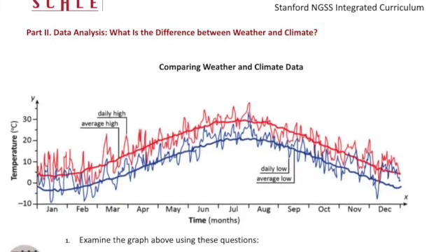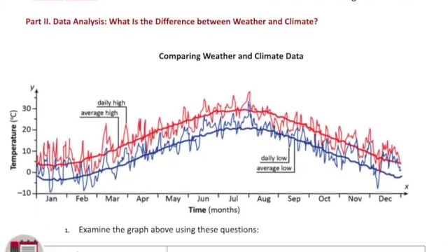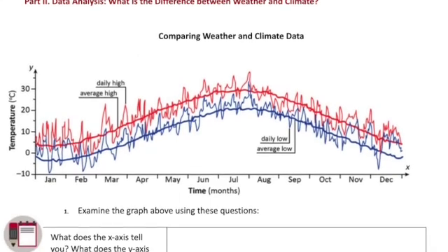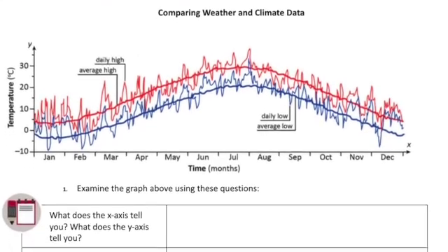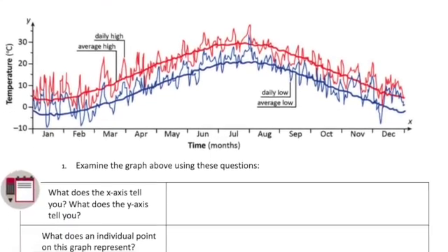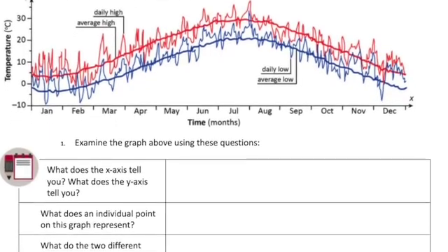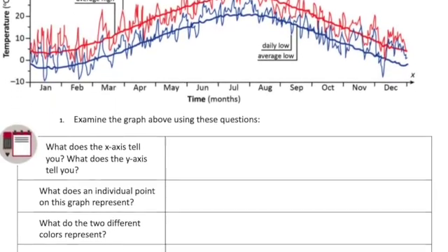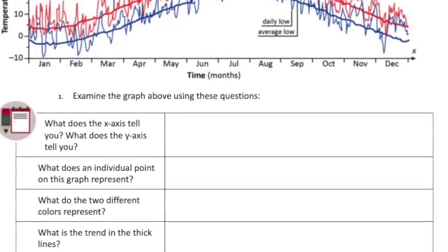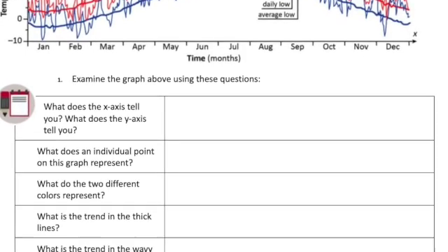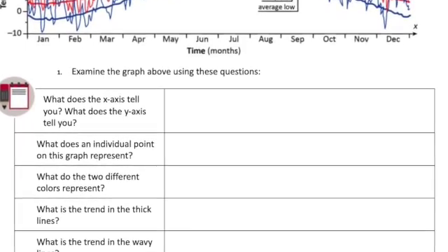On page 4 of the student handout, we see a graph titled Comparing Weather and Climate Data. Beneath the graph are several questions written to help students scaffold their analysis and understanding of what the graph is showing. It's a pretty complex graph, densely packed with information. Let's go through the student questions to break it down.